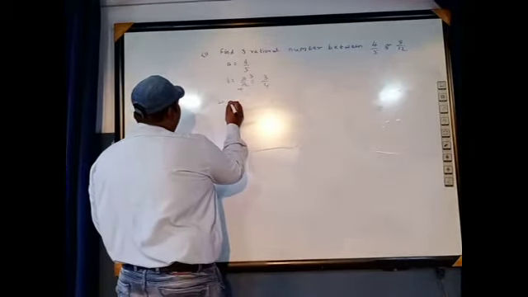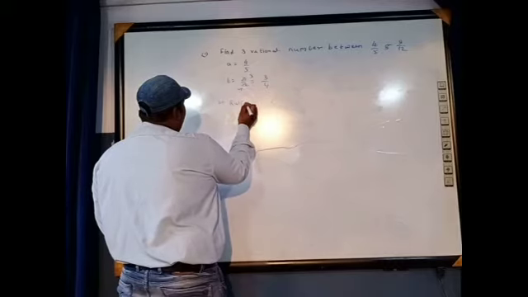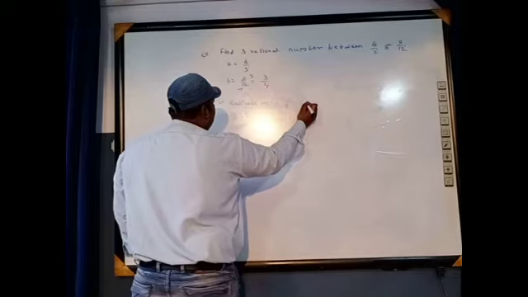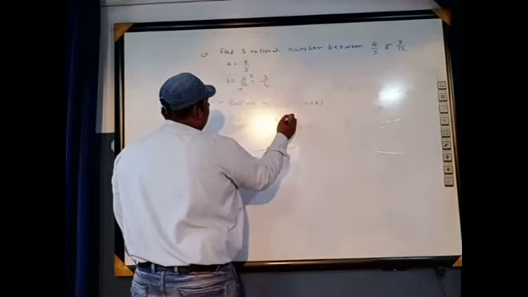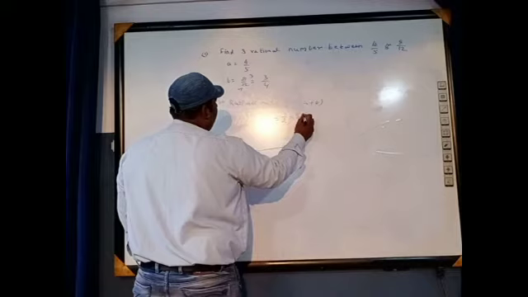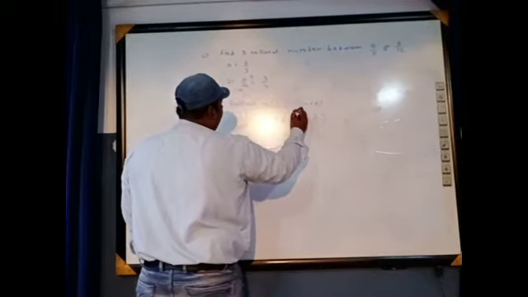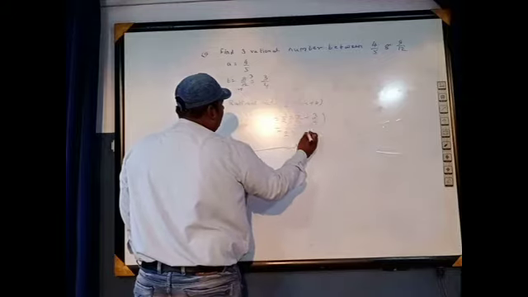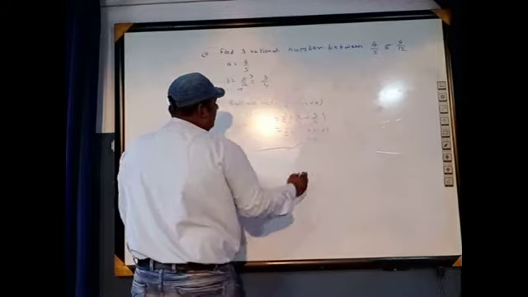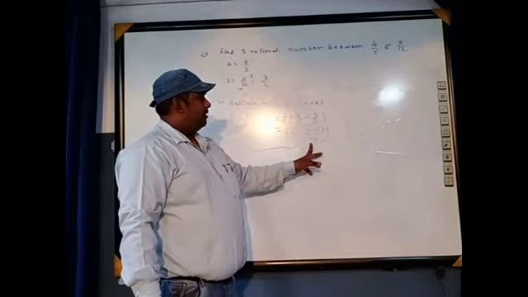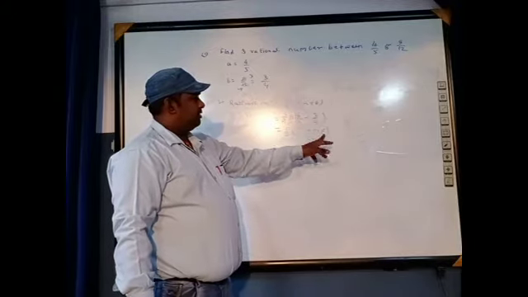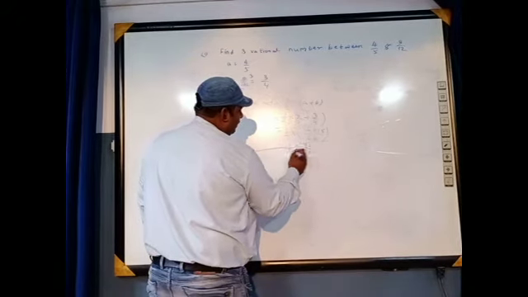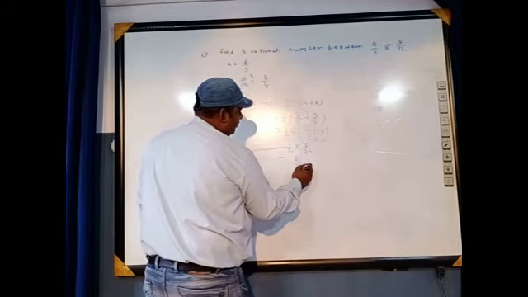First rational number will be half into A plus B. That will be half into 4 by 5 plus 3 by 4. We will take the LCM of 5 and 4, that will be 20. 4 into 4, 16, and 5 into 3, 15. So half into 31 by 20, 31 by 40.